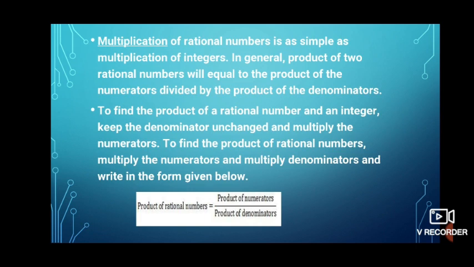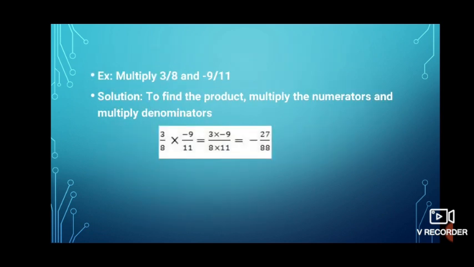Next one, children, here we can see the example: multiply 3 by 8 and minus 9 by 11. If you see the solution, 3 by 8 into minus 9 by 11, we will multiply 3 into minus 9 by 8 into 11. Minus of plus is minus; 3 nines are 27, by 88.